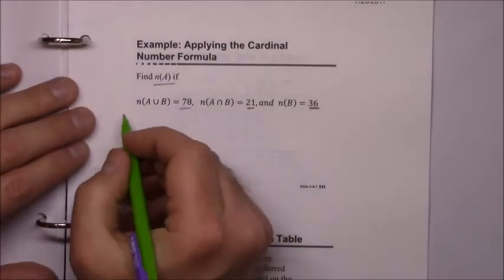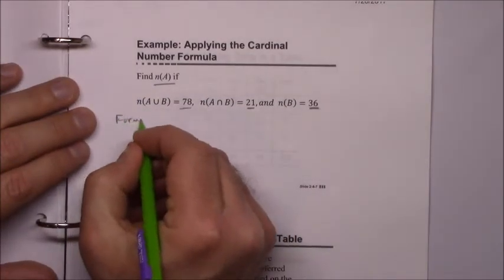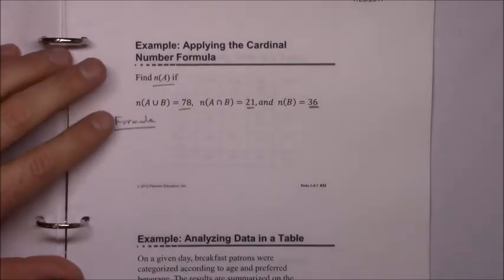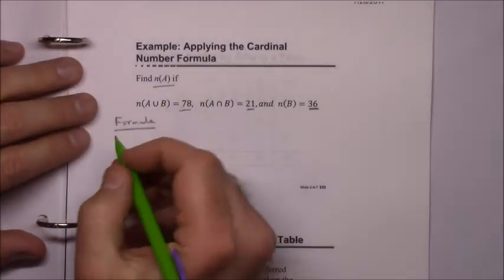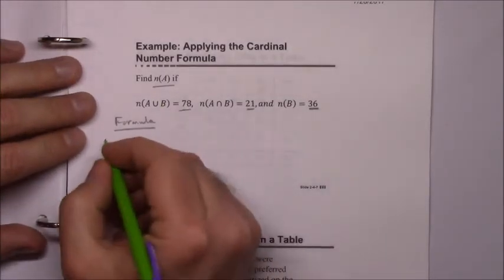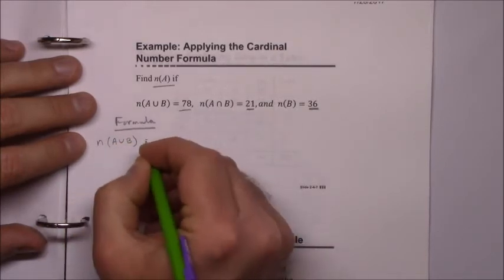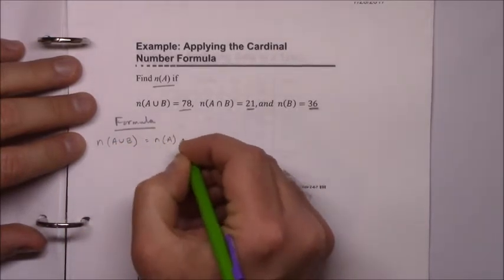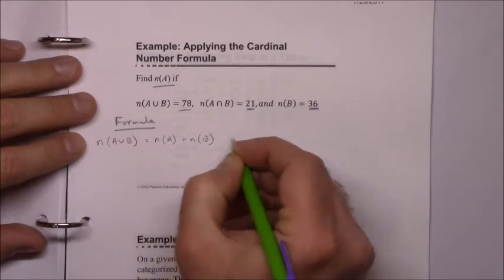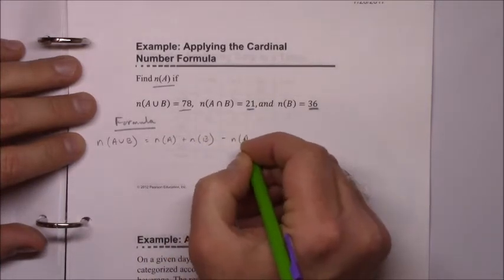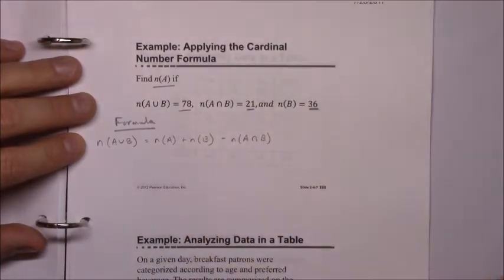Option 1, let's do the formula. This works very well. It requires that you know the formula, so that's kind of the downside. If you don't know the formula, this approach is going to be tough. But the formula I just outlined on the previous page says n of A union B equals n of A plus n of B minus n of A intersect B.